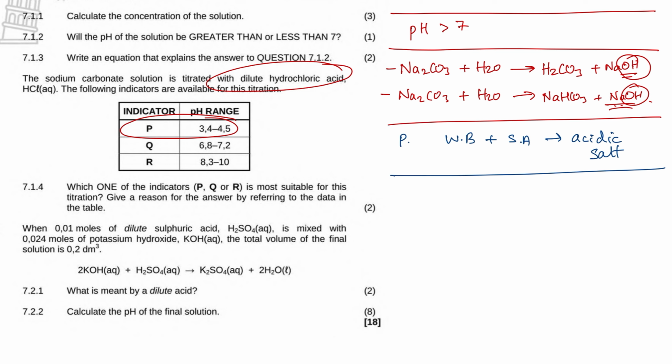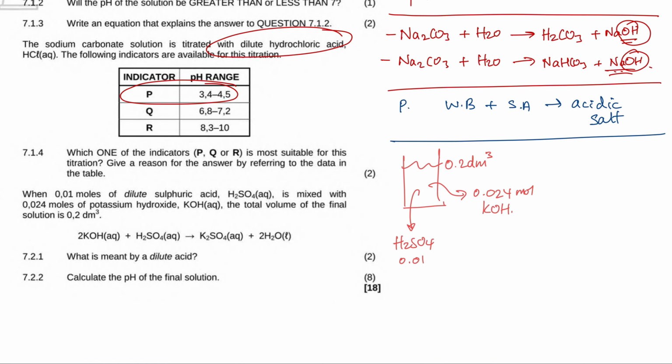Moving on, when 0.01 moles of dilute sulfuric acid, H2SO4, is mixed with 0.024 moles of potassium hydroxide, the total volume of the final solution is 0.2 dm cubed. Let me just sketch this out. So here I have 0.2 dm cubed, and in here I have H2SO4, I have 0.01 moles. I also have 0.024 moles of KOH. 7.2.2, calculate the pH of the final solution.